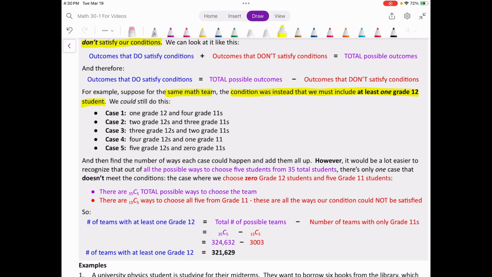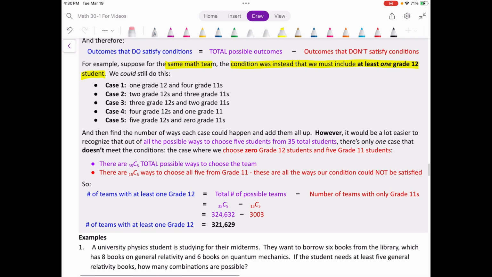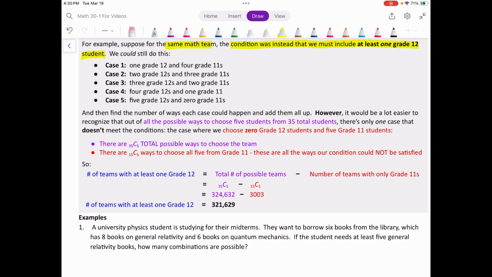So that is 5 different cases we would have to think about. This will totally work, don't get me wrong. We could do it. We could take 20 choose 1 and multiply it by 15 choose 4, and then add 20 choose 2 times 15 choose 3, and then add 20 choose 3 times 15 choose 2, and on until we go through all 5 cases, right? Do that, find the number of ways each case could happen, and add them all up.